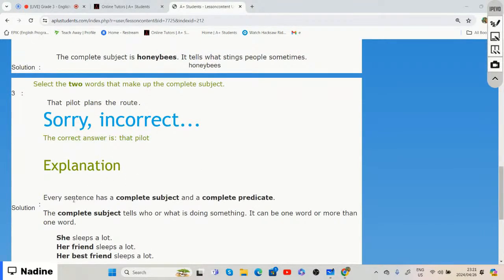All right. The pilot plans the route. We need to select two words that make up a complete subject. Remember, we said in order to make up a complete subject, it can be either one word or it can be more than one word, right? That tells us who or what is doing something. The pilot plans the route.